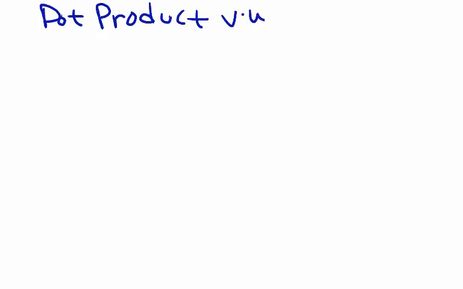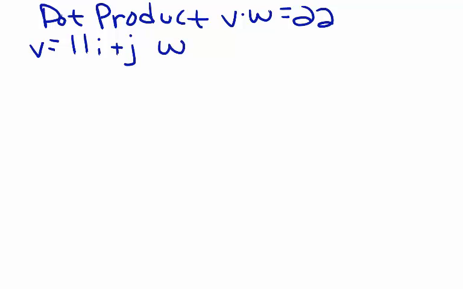So we'll start a new screen. The dot product of v times w was 22, and we'll be using this information when we calculate the angle between vectors v and w. And we'll recall that vector v was 11i plus j, while vector w was equal to i plus 11j.